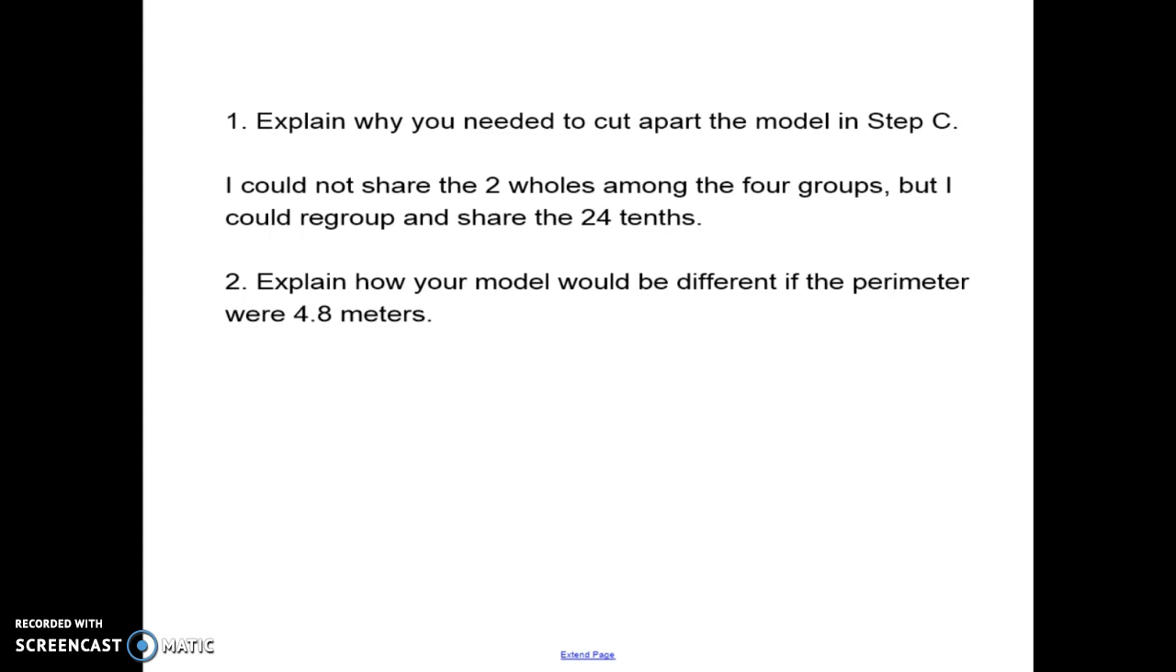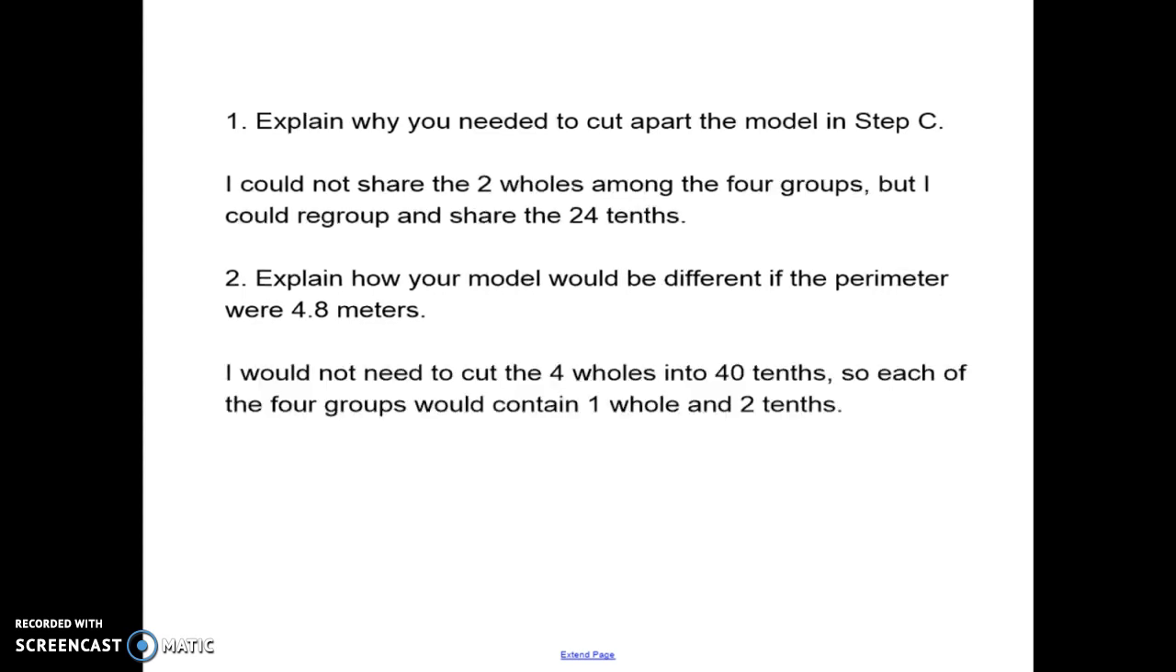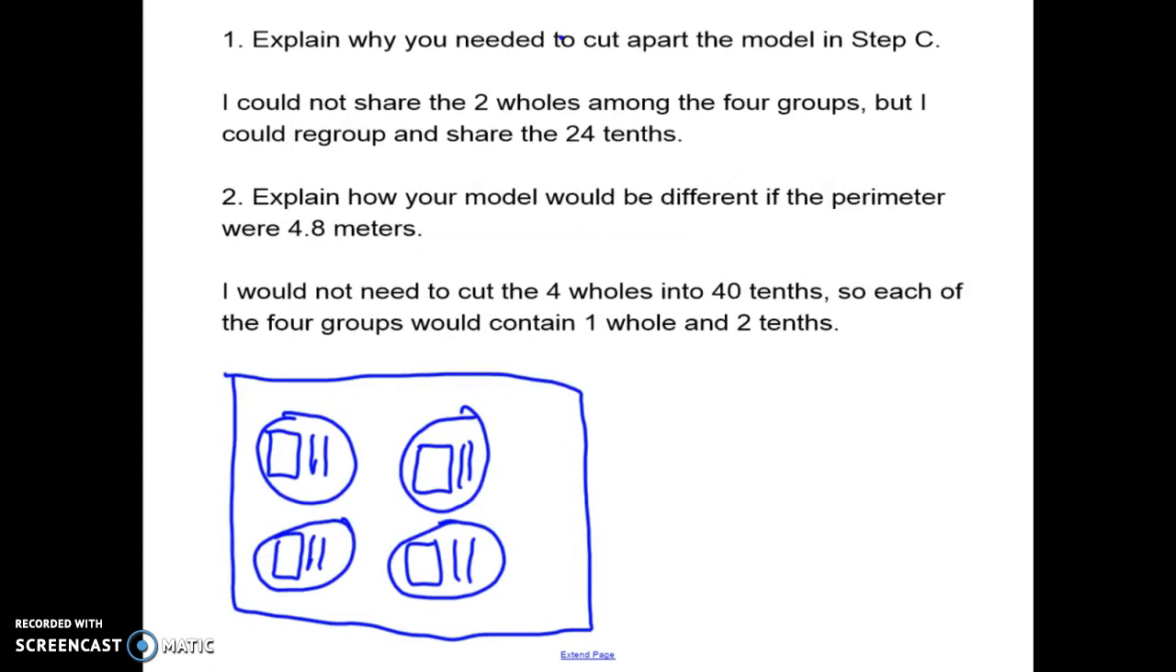2. Okay, so in words that looks like I would not need to cut the 4 wholes into 40 tenths. So each of my 4 groups would contain 1 whole and 2 tenths. So your 4 groups would look something like that with 1 whole and 2 tenths in each of the groups. Let's go on to page 206.